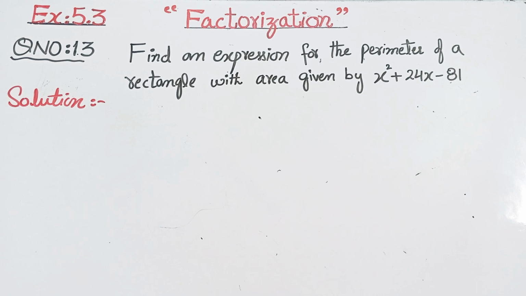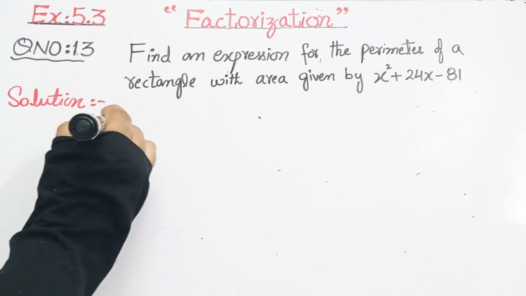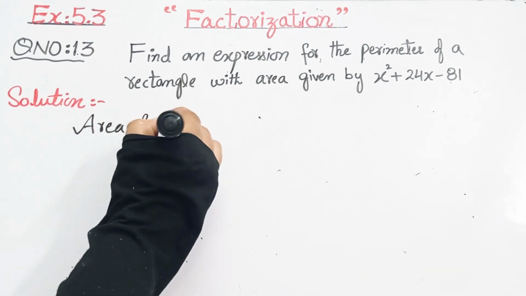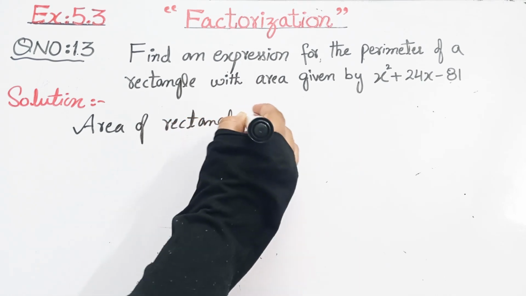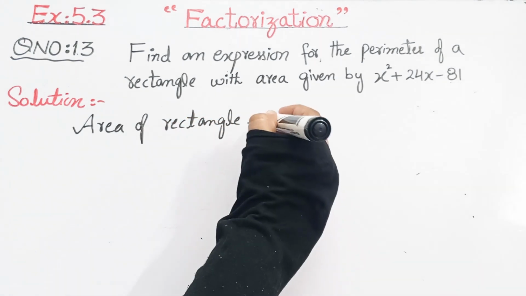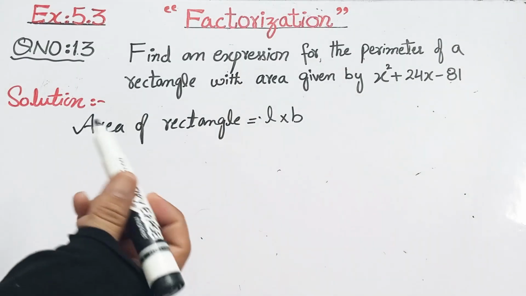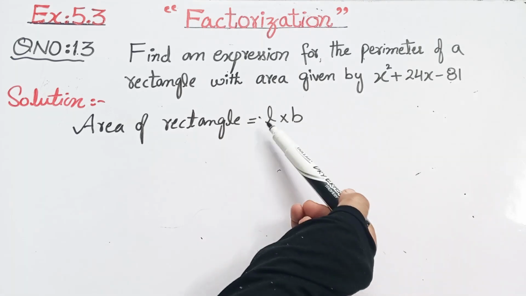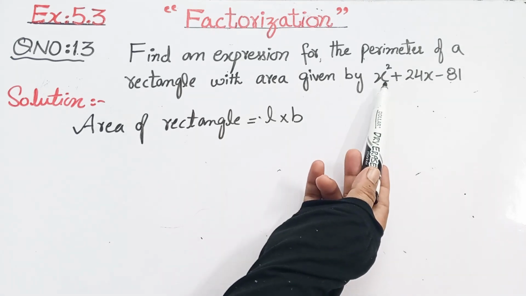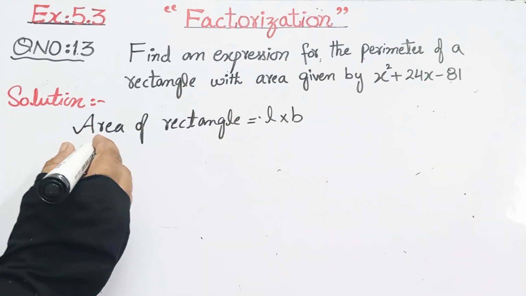So we have the formula for the area of a rectangle, and that is area of rectangle is equal to L into B. As an expression is given, we are going to find the length and breadth with the help of factorization. So let's start.